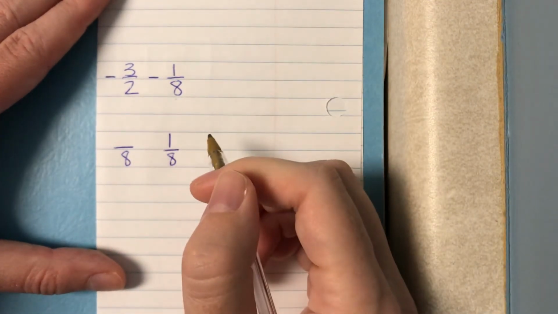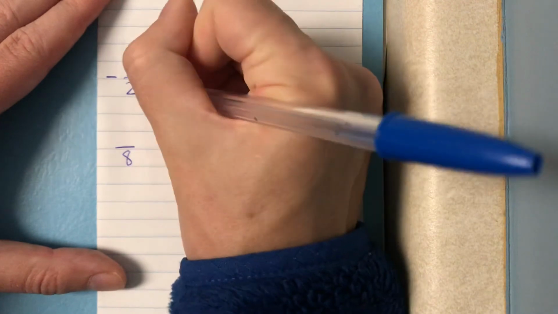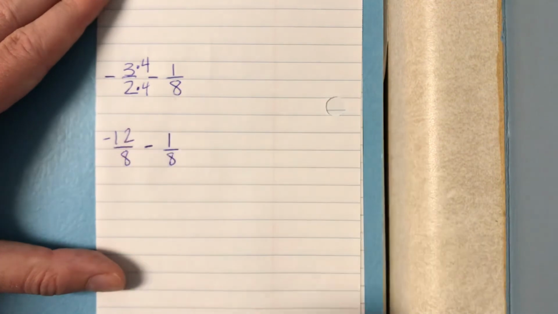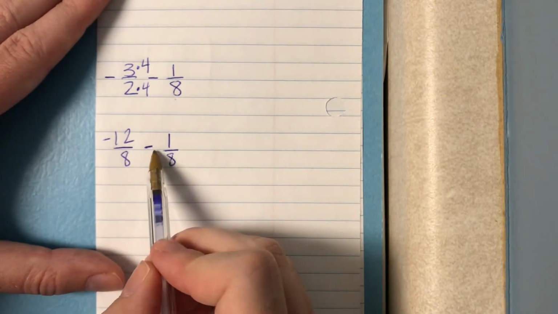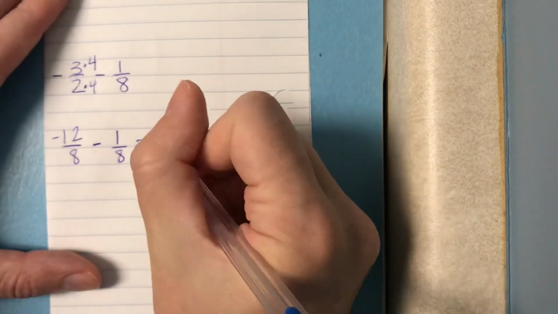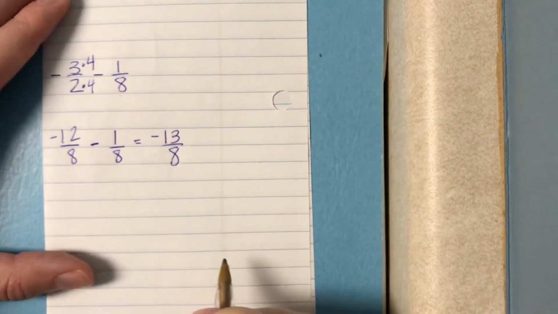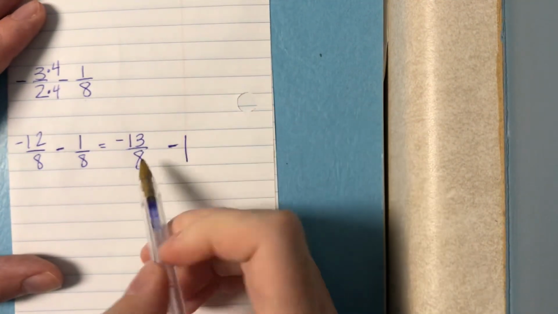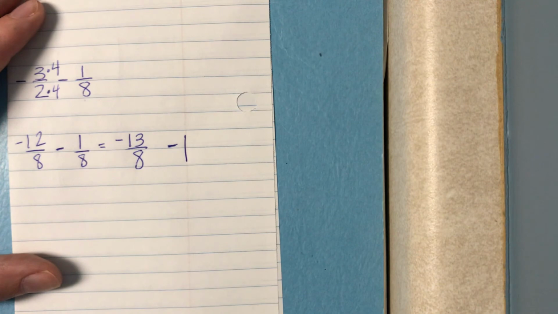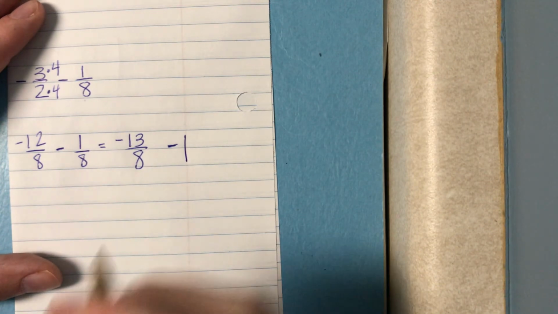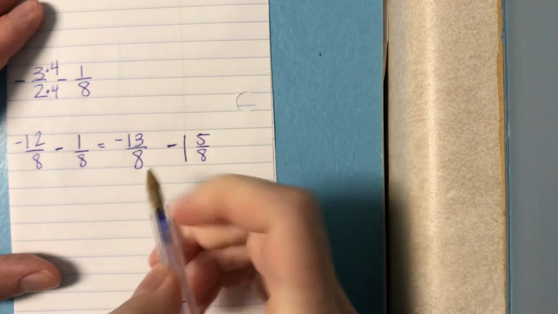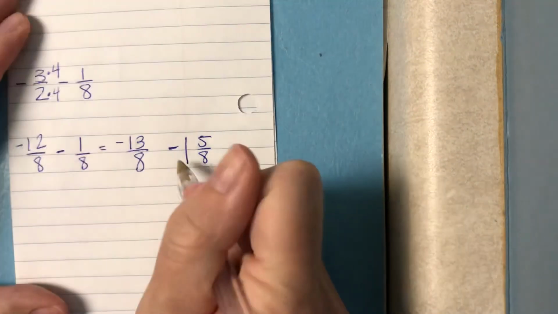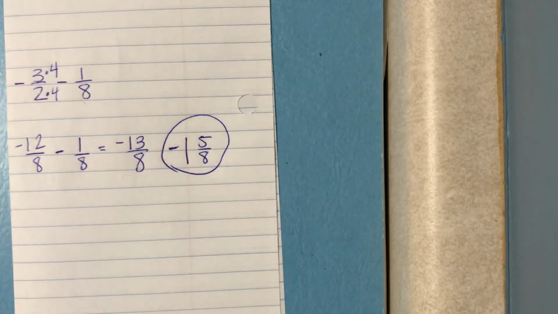So this one's going to stay 1/8, and my other fraction, 2 times 4 is 8, so I'm going to multiply by 4 on top. So that's going to give me negative 12. All right, so negative 12 minus 1, we have negative 13 over 8. So it's improper, so I have to simplify it again. So I'm going to have negative 1. So 8 goes into 13 one time, and then I have to figure out how many are going to be left over. So we're going to have 5 left over. So 8 goes into 13 once, and then there's 5 left over to get up to that 13. So negative 1 and 5/8 is going to be my final answer.